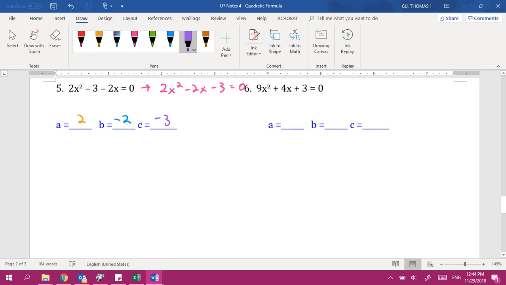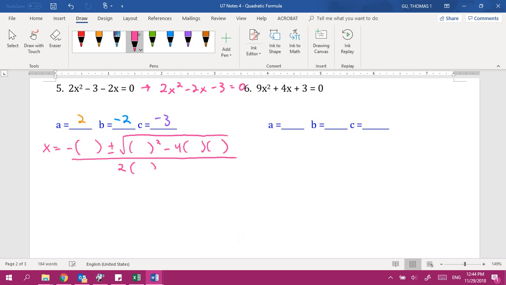Good. So we set up the equation x equals negative b plus or minus the square root of b squared minus 4 times a times c, all over 2a. So let's fill in these parentheses. What goes in the very first parentheses? Negative 2. What goes in the one inside the square root? Negative 2. What goes next to the 4? And what goes after that? And what goes on the bottom? 2.